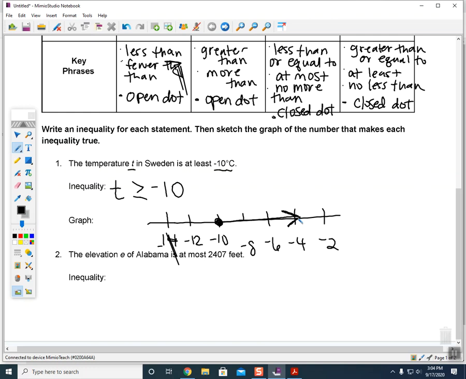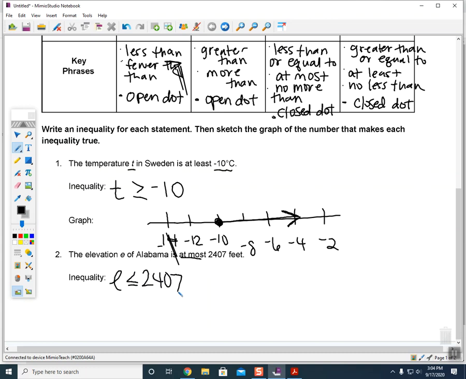The elevation E of Alabama is at most 2,407 feet. So my inequality is going to look like this. E, my elevation, is at most. If I look up here, at most is less than or equal to, at most, 2,407 feet.